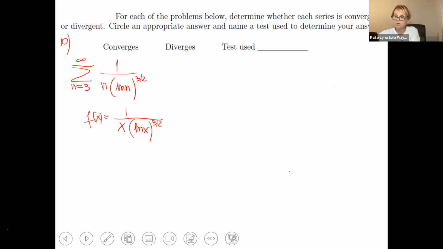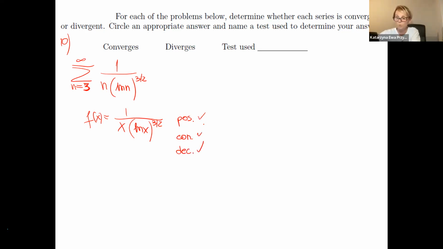That means this function, when x is greater than 1 and even greater than 3, is definitely positive, continuous, and decreasing because only the denominator increases. Okay, we may integrate from, let's say, 3 to infinity. What method will we use? How can we integrate this?